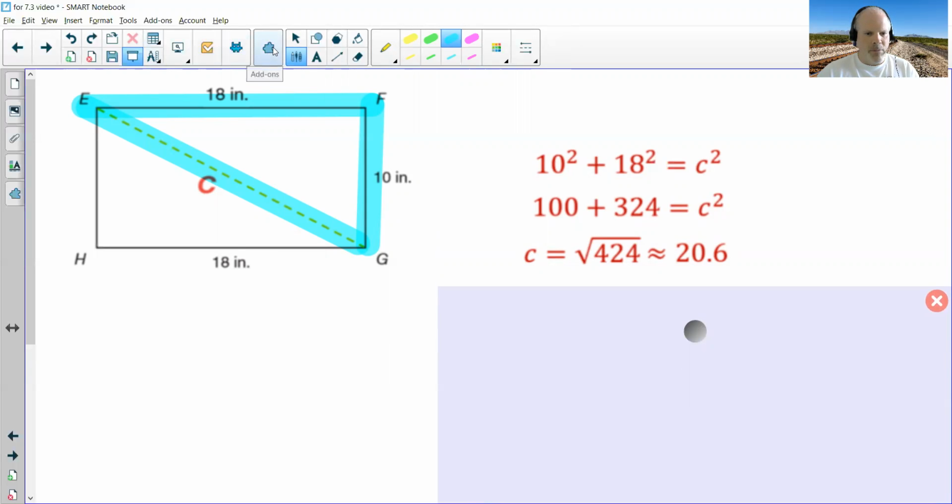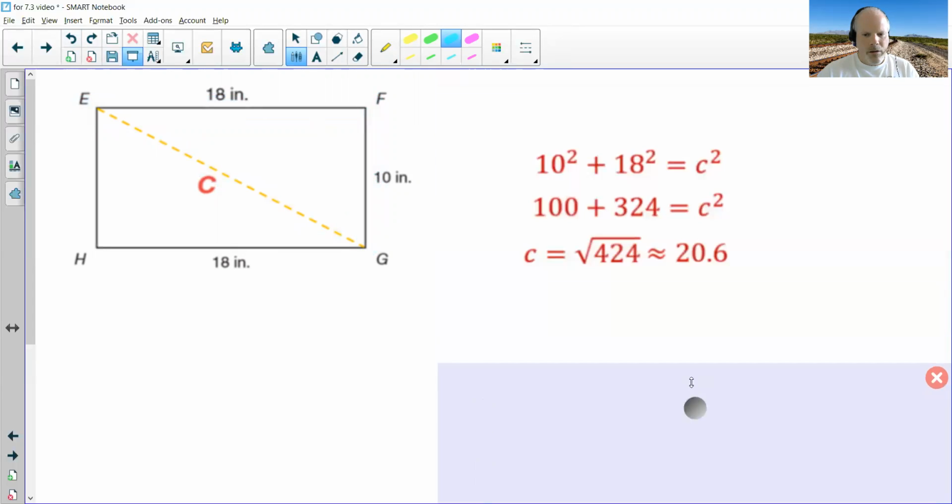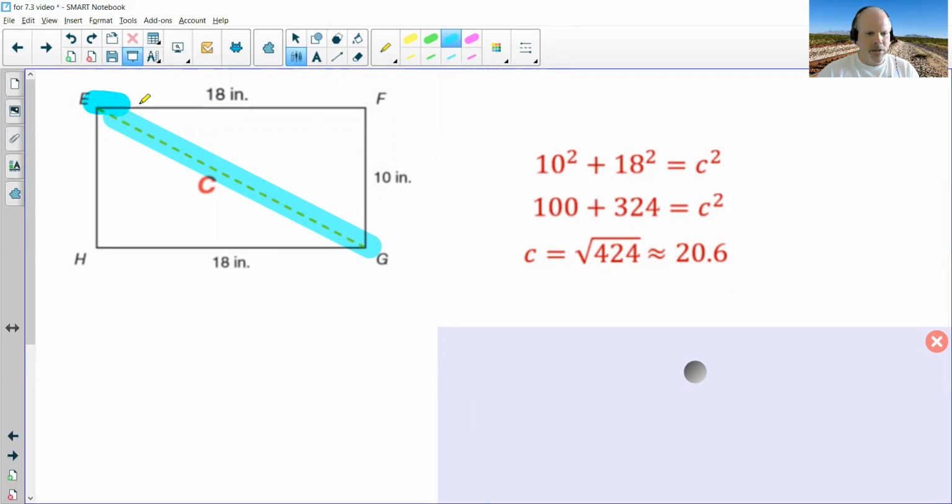Now let's see if that makes sense. Could the length of this diagonal be 20.6? Well, sure, because if this is 18, I can see that the diagonal is a little bit longer than 18. So that is a reasonable answer.